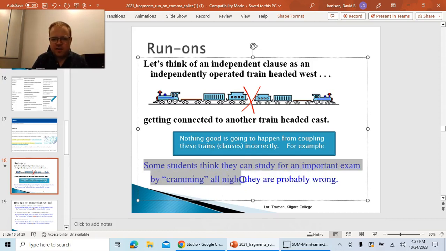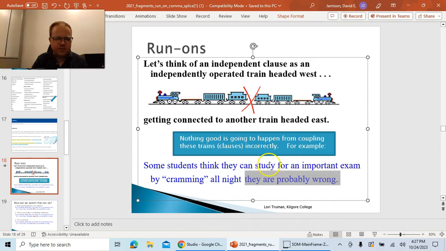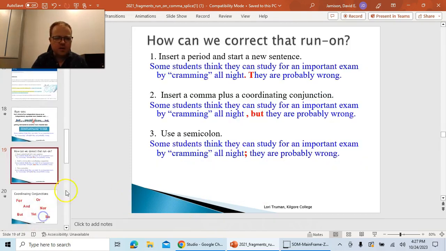Some students think they can study for an important exam by cramming all night. There should be a period there. And then "They are probably wrong" is another independent clause. How can we correct that run-on? We can insert a period and start a new sentence. Some students think they can study for an important exam by cramming all night, period.